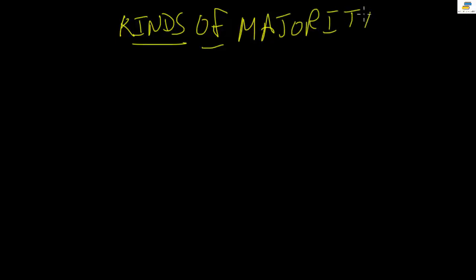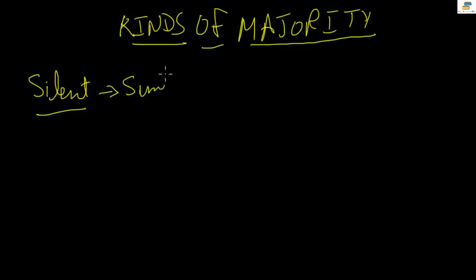Please try to understand that it's not always explicitly mentioned in our constitution what kind of majority we will be having, because sometimes the constitution is silent. Whenever the constitution is silent, it always means simple majority. So that is the first kind of majority we will be talking about.